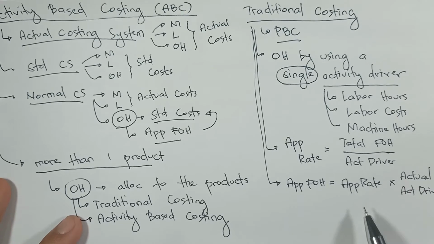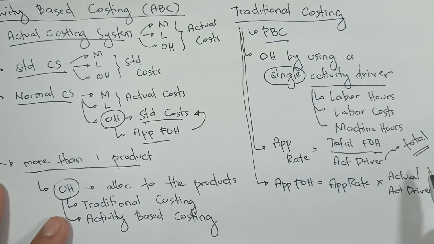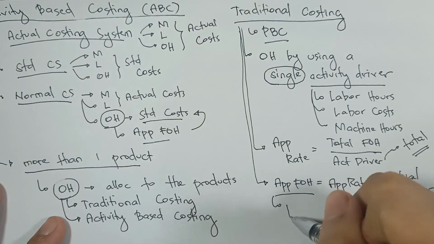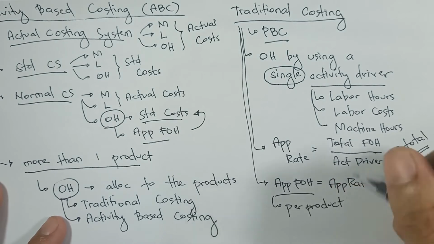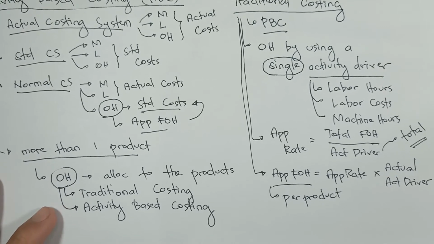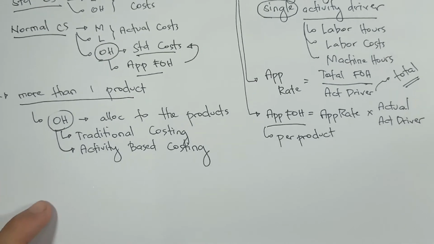Sir, yung activity driver ba dito, hindi yan actual? Actual din yan. It's just that this is based on the total. Let's say, kung labor hours man yan, total labor hours yan ng lahat ng product. Pagkukunan mo na yung application rate or applied factory overhead per product, of course, yung application rate na kinompute natin kanina, you just have to multiply that to the actual activity driver per product. So, that is the traditional costing.